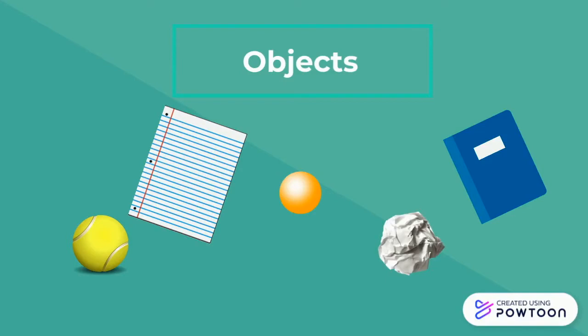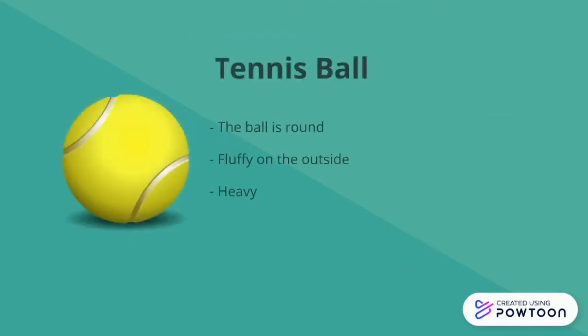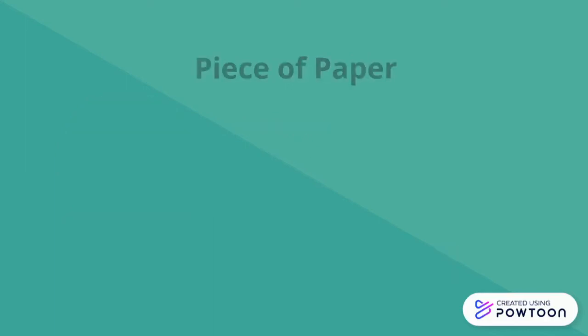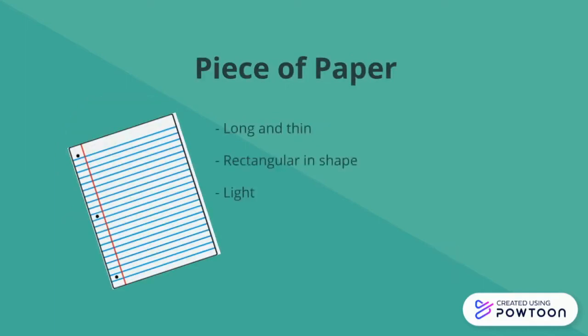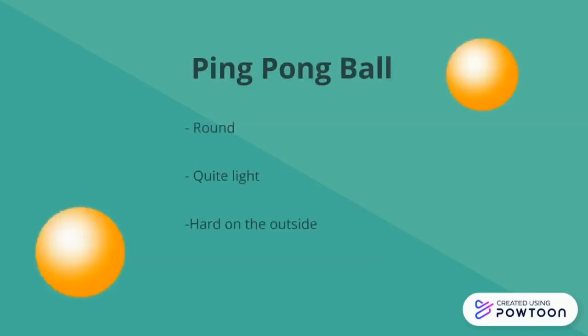Our first object is the tennis ball. It's round, a little bit fluffy on the outside, and it's a little bit heavy. Now we have the piece of paper. The piece of paper is rectangular shape, it's long and thin, and it feels light. Now we have the ping pong ball. The ping pong ball is round in shape, but hard on the outside.